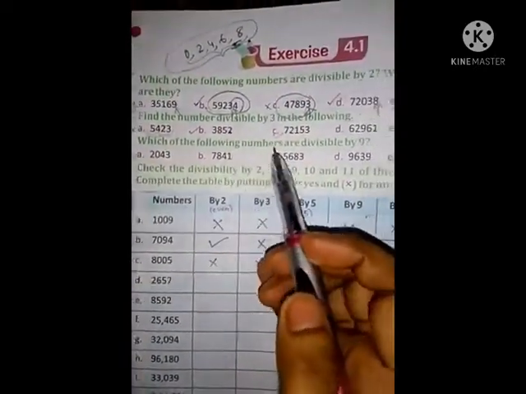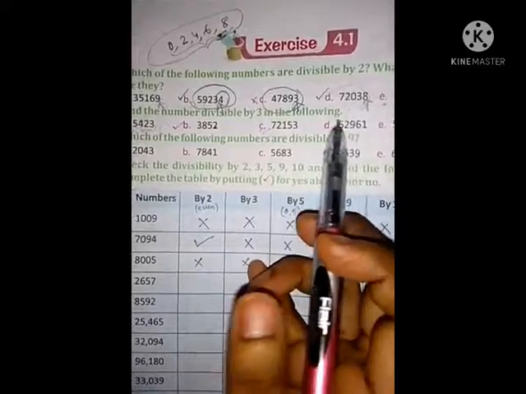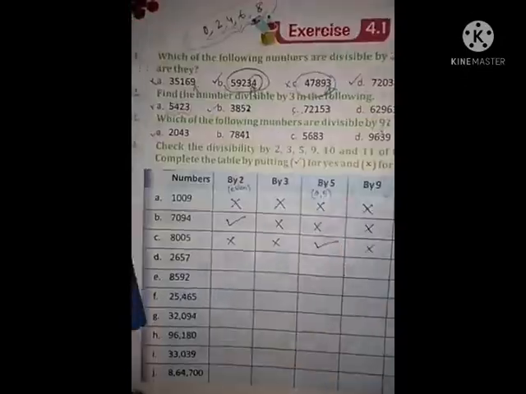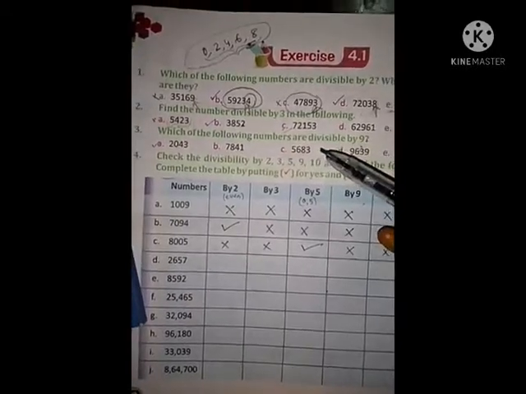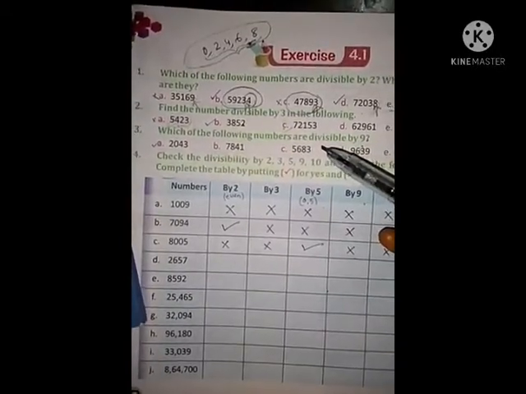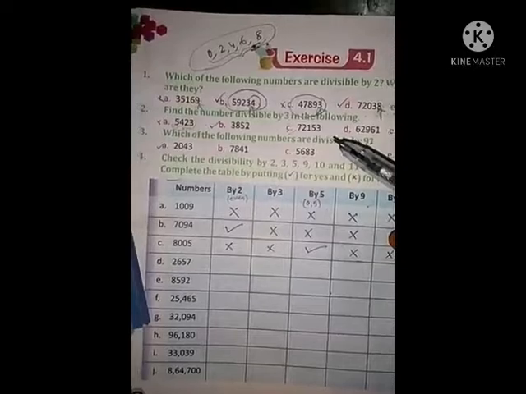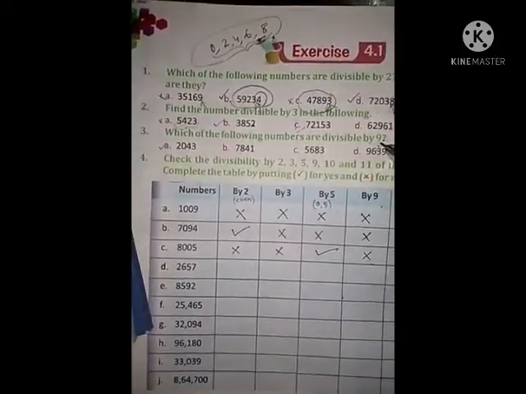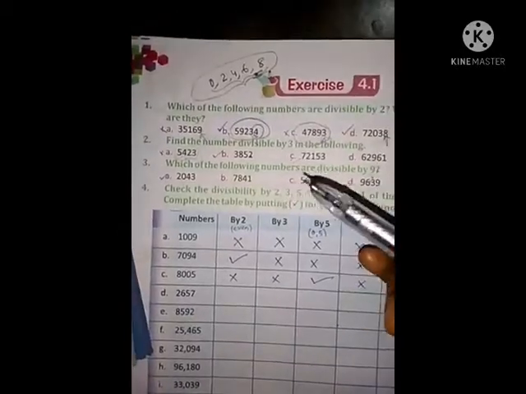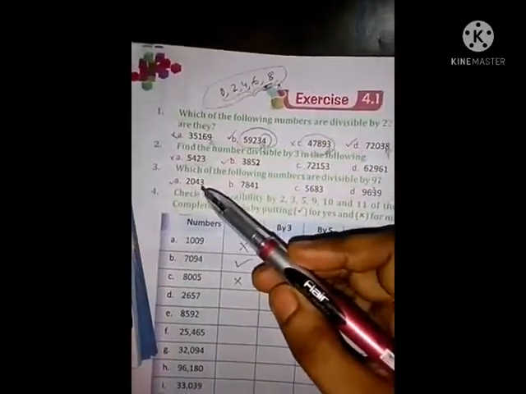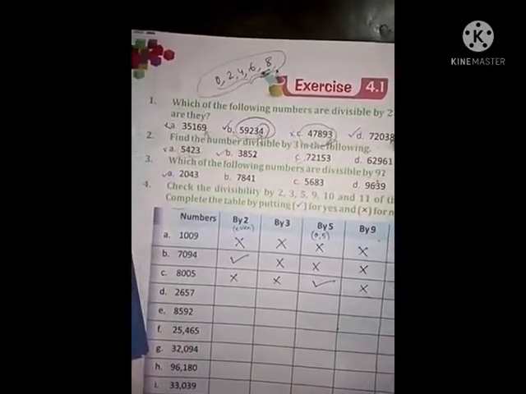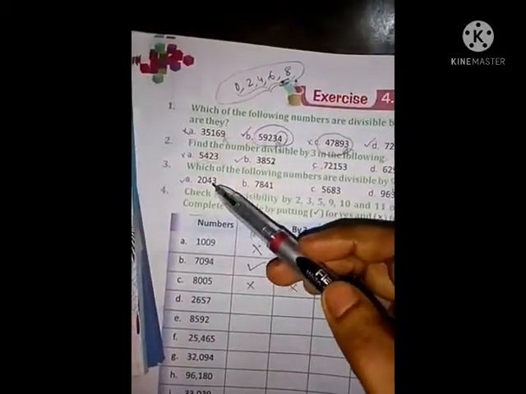Which of the following numbers are divisible by 9? So do you remember the divisibility rule of 9? The sum of the digits should be divisible by 9. This is the divisibility rule of 9. So by following the rule, we have to check whether these numbers are divisible by 9 or not. Let's take an example A.